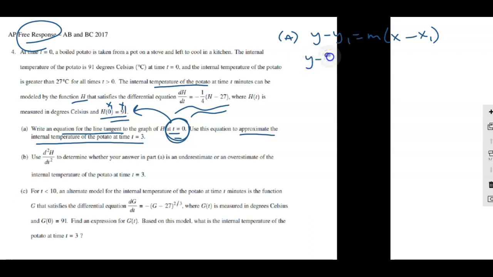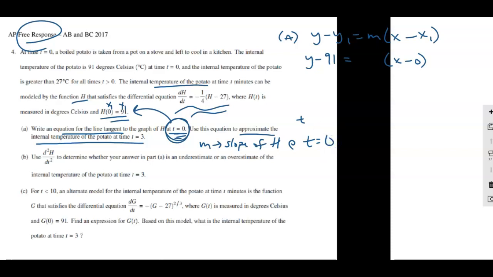So I've got y minus 91 equals, I don't know the m yet, and then x minus 0. So I need to somehow find the m, which is the slope, right? Here, this m, where's my part A? M is going to end up being the slope of h at that specific point. So at time equals 0 that we're building everything. Here we go, let's fix it.